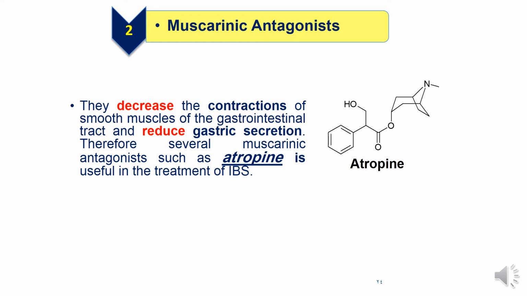Like atropine. Atropine is a muscarinic blocker. It has a chair-like conformation and this ester group. Atropine blocks the muscarinic receptors and blocks the action of acetylcholine on these receptors, decreasing the contractions of the smooth muscles of the GIT, and it is useful in treatment of inflammatory or irritable bowel syndrome.